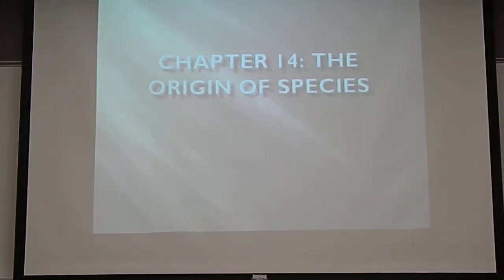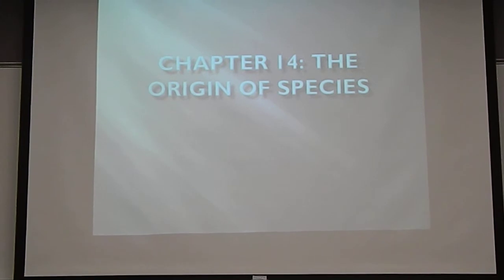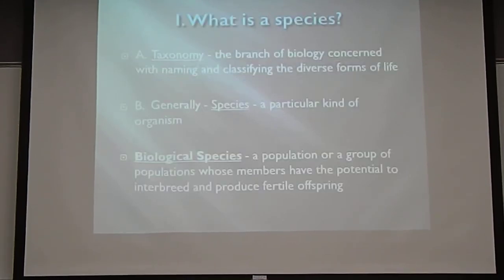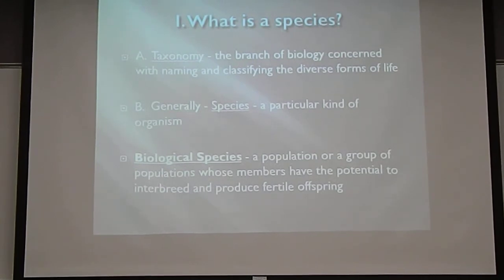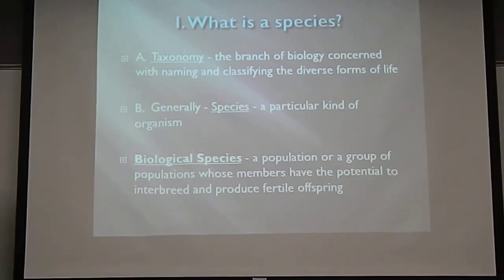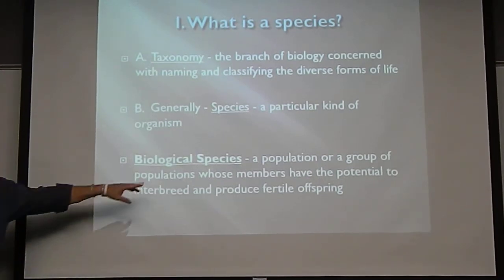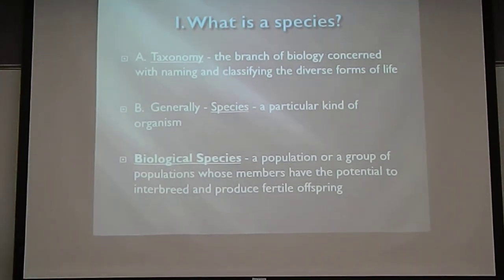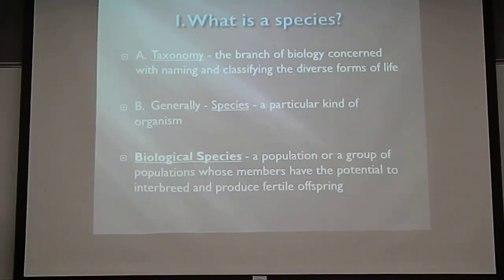Chapter 14 is entitled The Origin of Species. In this chapter, we're just going to talk about how species are formed. Remember what a biological species is. It's a population or a group of populations whose members have the potential to interbreed and produce fertile or viable offspring, right?